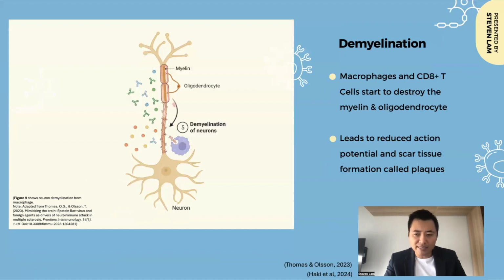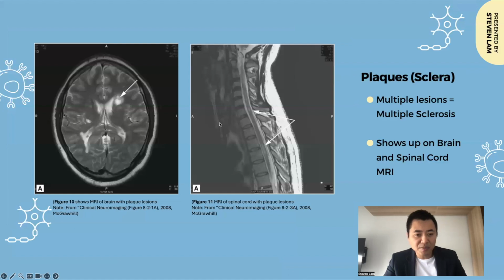Now, when you have all these white blood cells, it starts attacking the myelin and oligodendrocyte. Eventually, it leads to reduced action potentials and also scar tissue formation. And this scarring is called plaques. And we can see these plaques from an MRI scan, and it's highlighted there in white. And the plaques are also called sclera. And when you have multiple plaques, multiple sclera leads to the name multiple sclerosis.